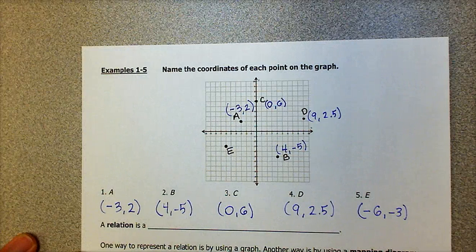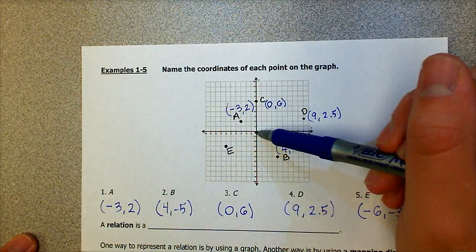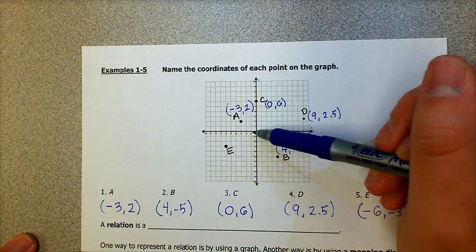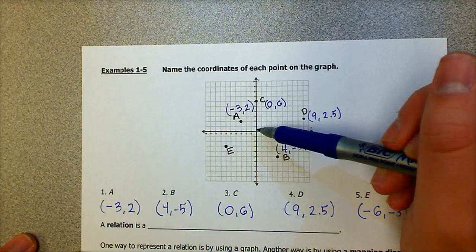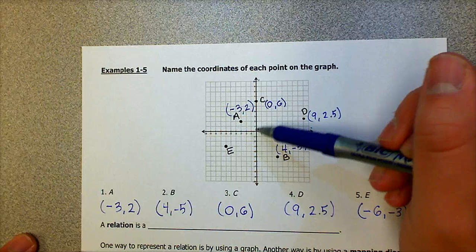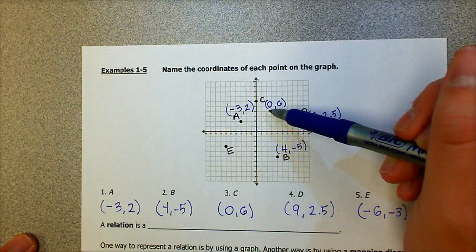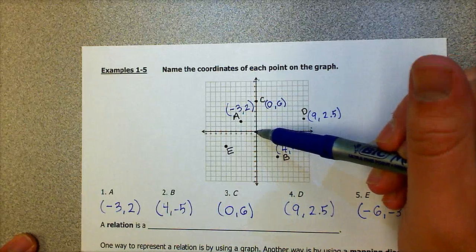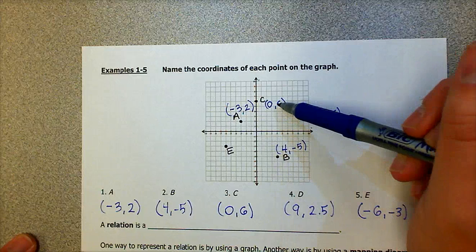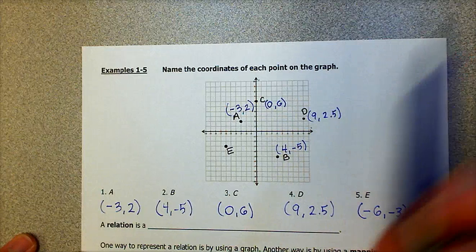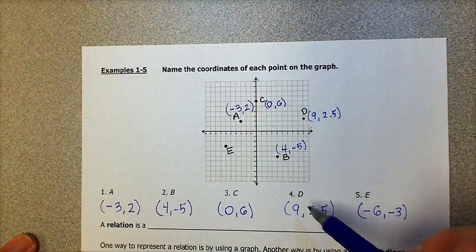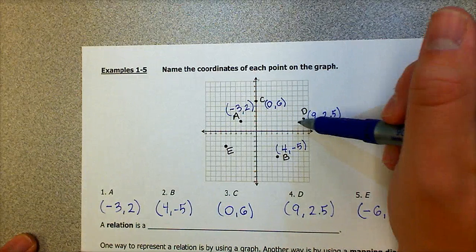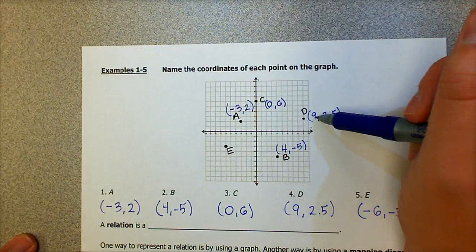Okay, so check your answers to make sure you did these correctly. Point C is located on the y-axis, so that means it hasn't moved either left or right from the origin. So its x-coordinate is just 0 because it hasn't gone either left or right. It has gone 6 up from the origin, so its y-coordinate is 6, so we give it the ordered pair (0, 6). D is located 9 units to the right, so its x-coordinate is positive 9.